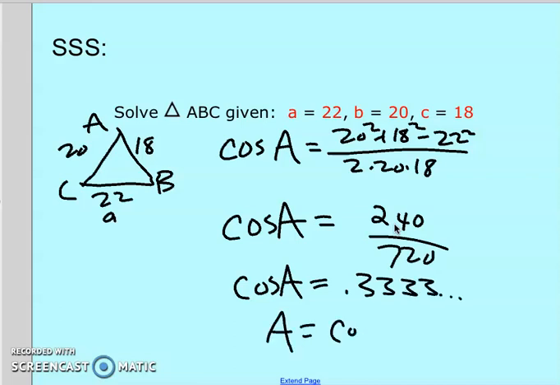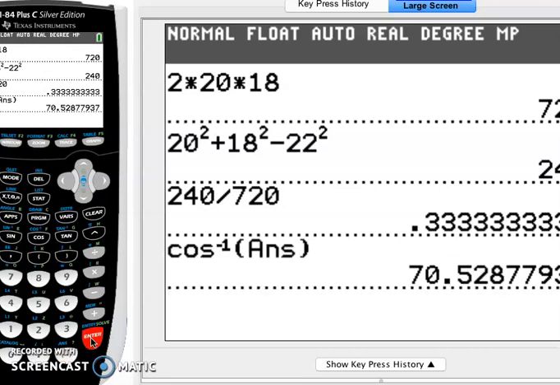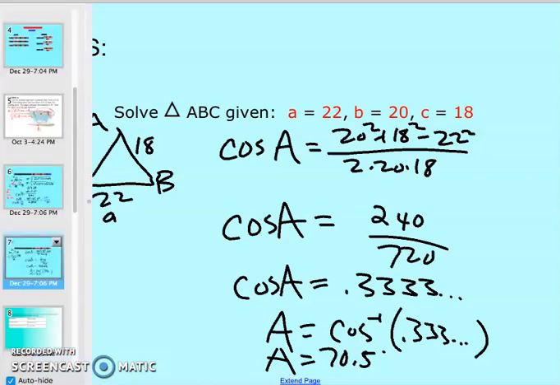A is going to be the inverse cosine. Put that calculator back. Second, cosine, second answer. And we know angle A is about 70.5 degrees. I am not going to do angle B or C because I think you could do it. I know you can just set it up. You do the same kind of thing. Side, side, side. There you go.